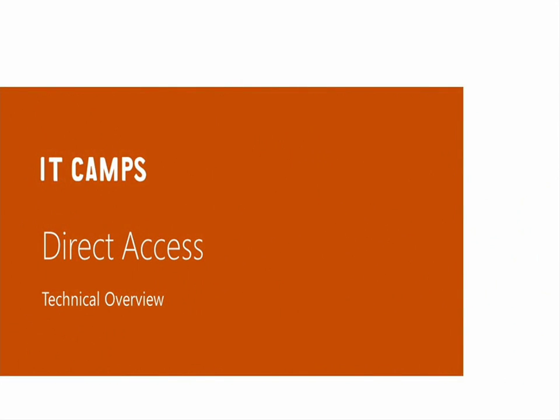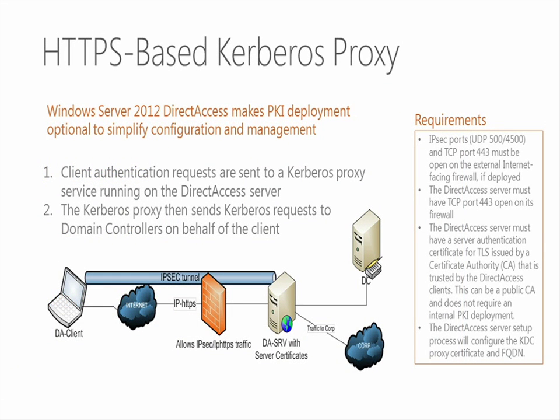So let's take a little bit deeper technical look at what DirectAccess is all about. First off is security. This is an HTTPS-based Kerberos proxy server. DirectAccess makes a PKI deployment optional to simplify the configuration and management. When people got tripped up on setting up the TCP/IP and the PKI infrastructure, a lot of times they got frustrated in trying to set up a proof of concept or a test pilot when they were looking at DirectAccess. They really want the features, but it was pretty hard to set up.